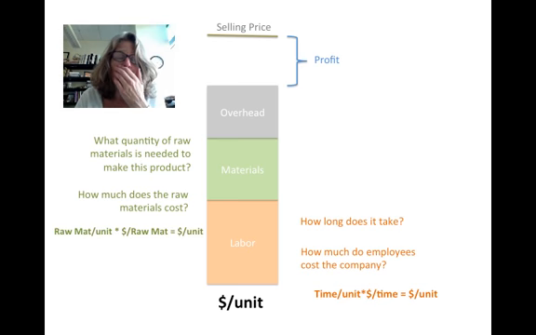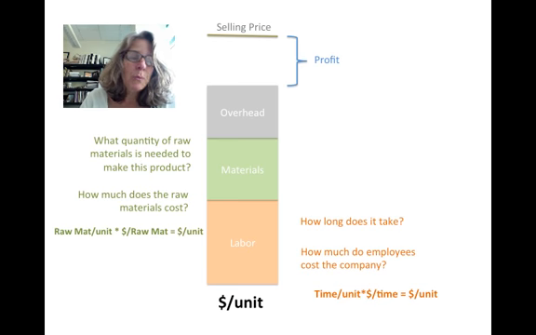So again, you can see this simple unit analysis calculation. The raw materials per unit, how much is necessary to make it, and the dollars per whatever the raw material is, how much did the raw material cost? And again, just by cancellation, in unit analysis, that gives us $1 per unit for the materials.